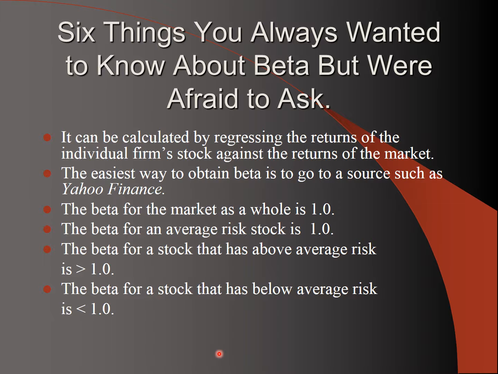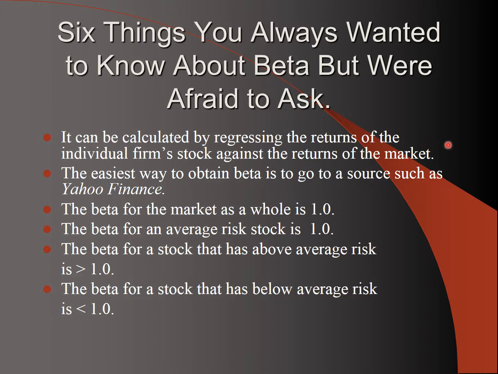And point 2, the easiest way to obtain the beta is to go to Yahoo Finance, and you can pull up any stock and see what the beta of that stock is. But the way that beta was calculated was that someone ran a regression of the returns of a particular firm's stock against the returns in the market.